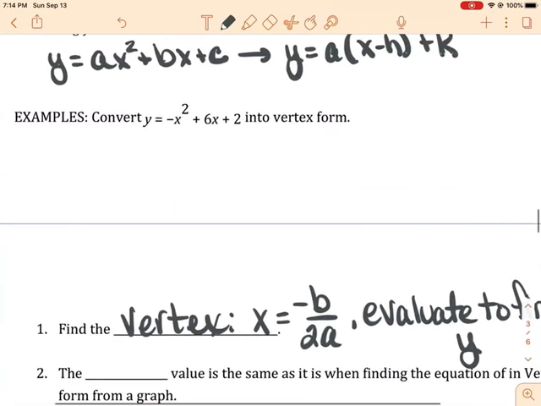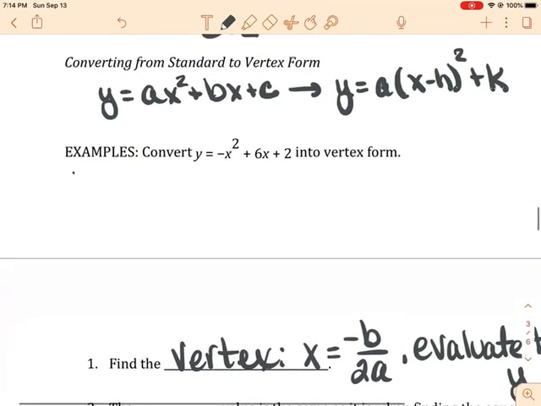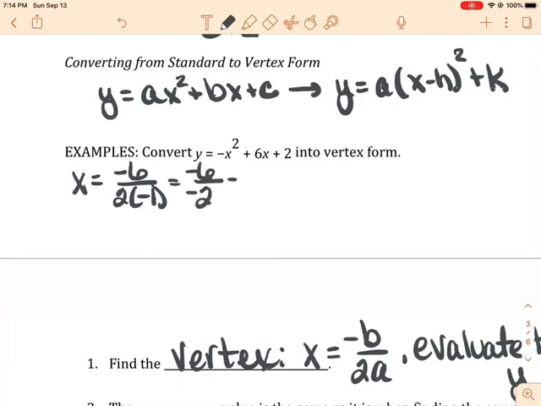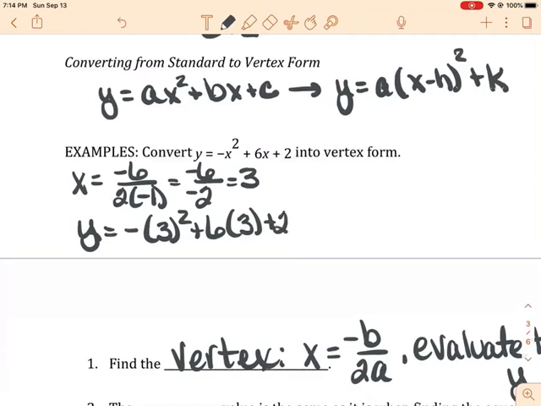All right, so let's come up here. So we're going to do x equals -6 over 2 times -1. So that's -6 over -2, or 3. We're going to find the y value by putting 3 in. So negative 9 plus 18 plus 2. Okay, I got 11. So our vertex is at (3, 11).